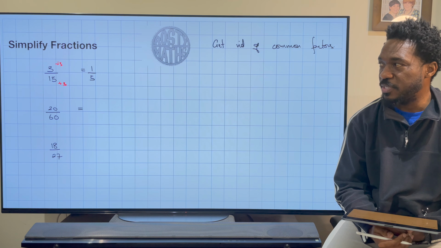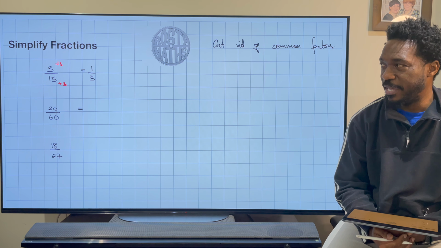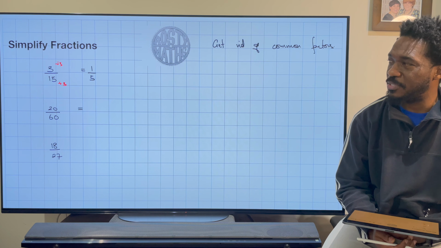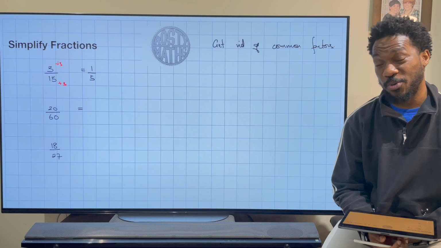Now I'm going to do this the long way, and then I'm going to do it the short way, because there is a short way. Now some of you eagle-eyed viewers out there might be looking at it going, hang on a minute, I've got two even numbers, so I can divide by 2, or I've got two multiples of 10. Let's go with that one.